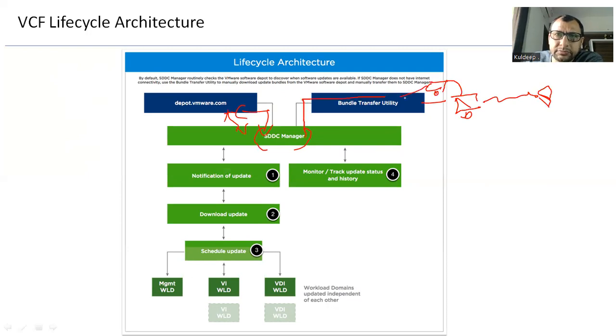So at the end of the day, you are putting the bundle transfer utility, the BTU, in your environment, and the bundle you download from the internet, you push into the SDDC Manager. Then the notification updates show which bundles are available for which components. Then you download all the updates into the SDDC Manager database, then plan and schedule updates for all your management domain components and for your VI workload domain components.